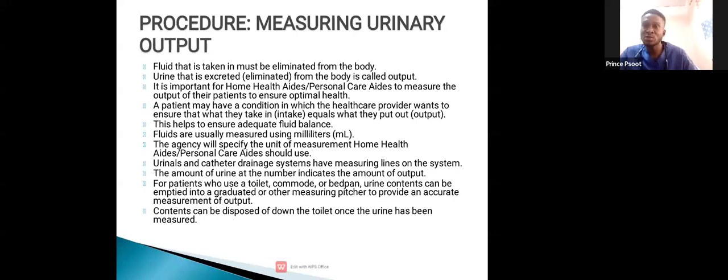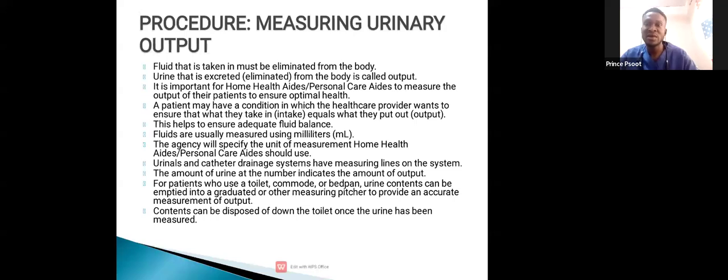Now, it is important that the home health or personal care aide measure the output of their patient to ensure their optimal health. A patient may have a condition in which the healthcare provider wants to ensure that their intake equals their output. This is to ensure adequate fluid balance. Fluids are usually measured using milliliters, and the agency will specify the units of measurement the home health and personal care aide should use.